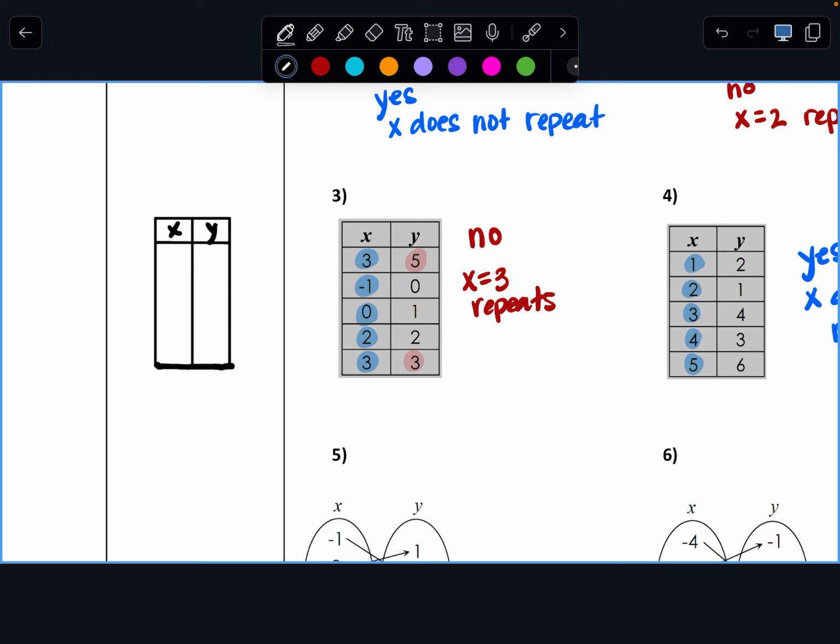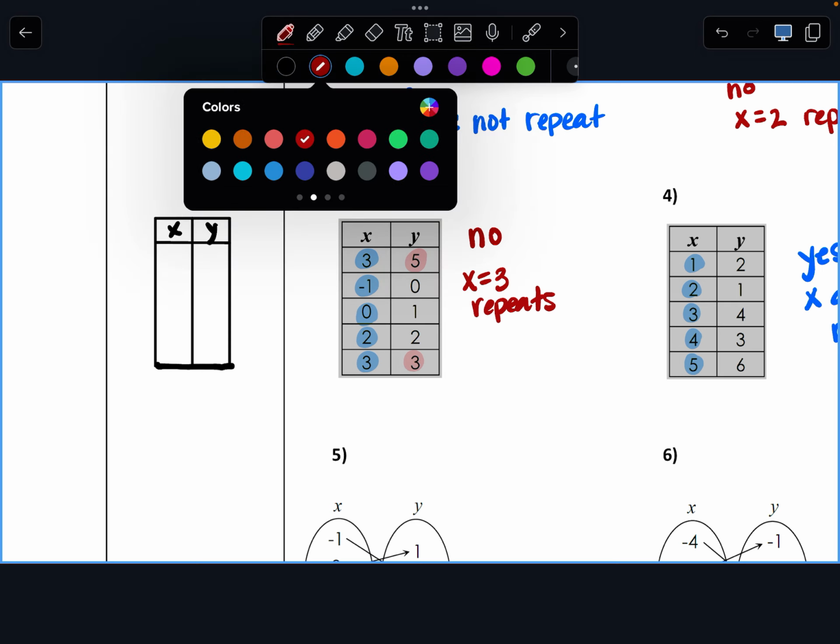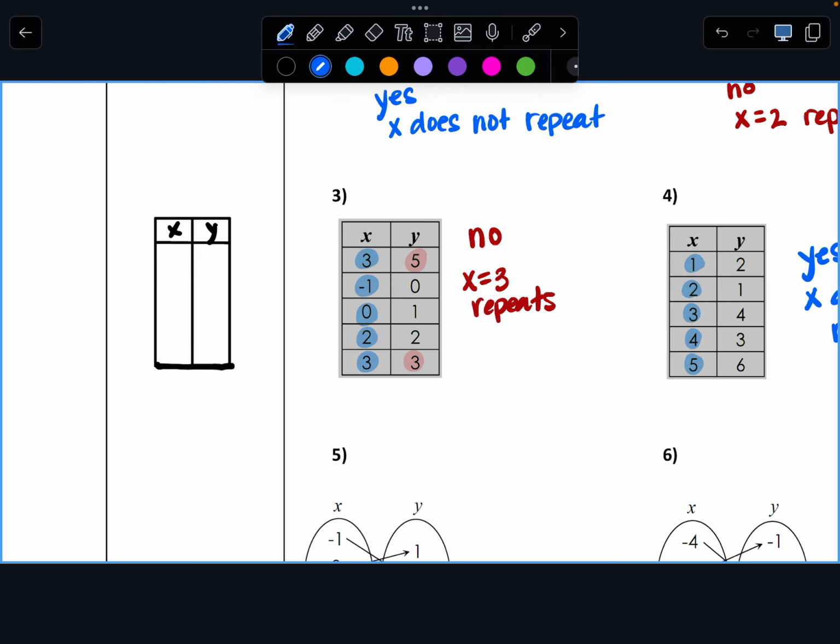All right, so if I have, let's see, I'm going to use blue. 2, -1, 0, -1, and 5. We'll say -5. And then my outputs are 6, 2, 3, 2, and 0. You can see that x repeats. I have -1 and -1, but the output is the same.